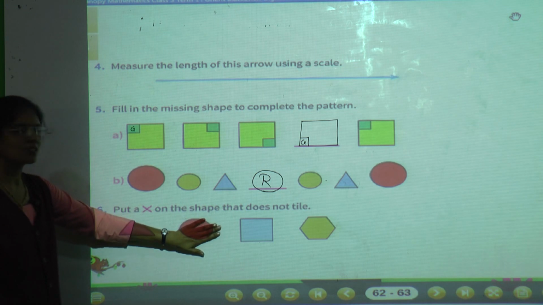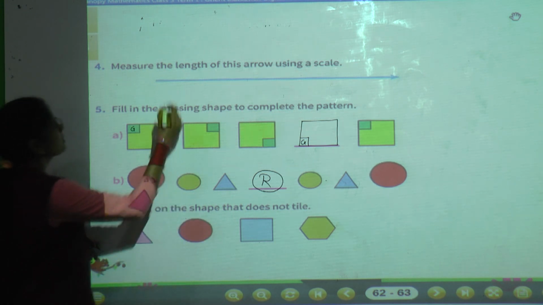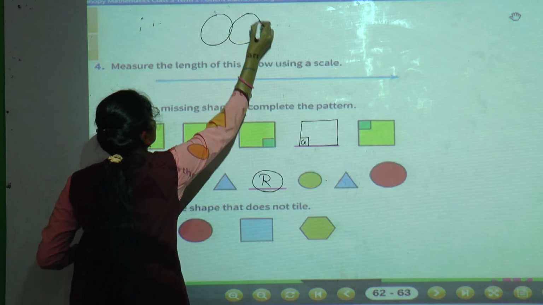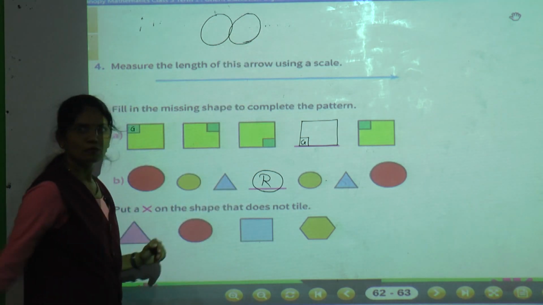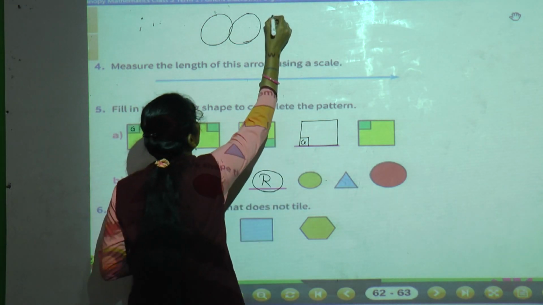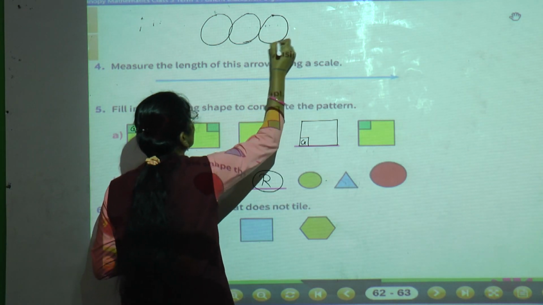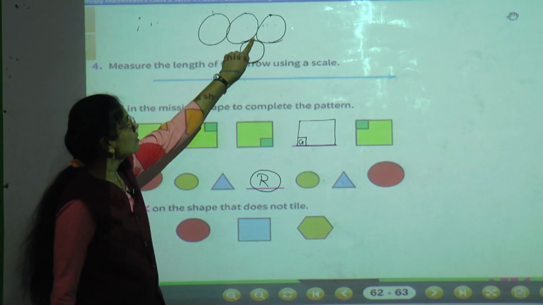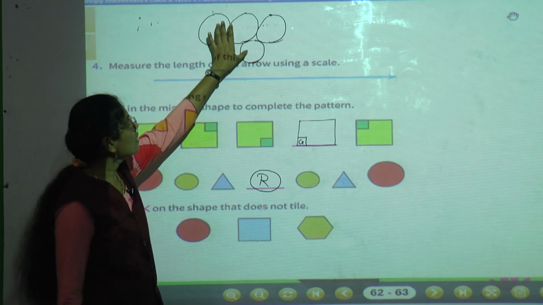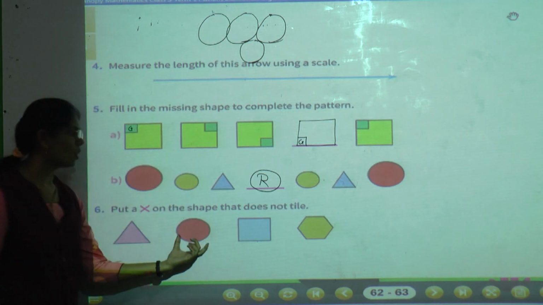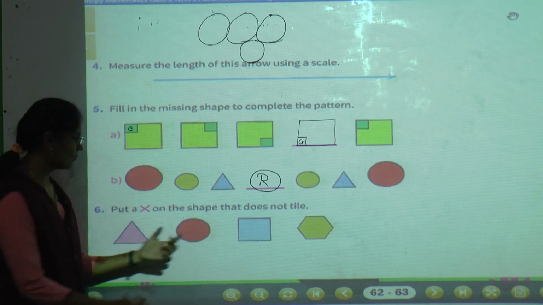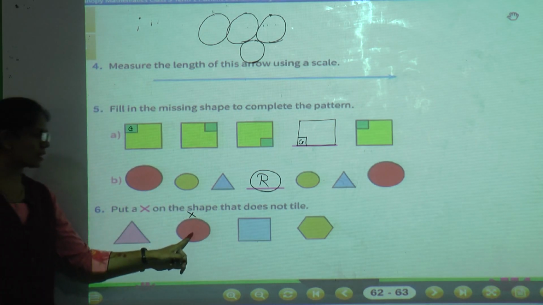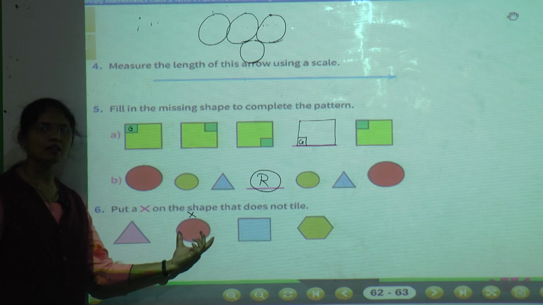Now see, this is a circle. If we put these circles together, fitted together, can we make a tiling? You see students, here a gap will come. So with the help of circle we cannot make tiling. So what is our answer? Yes, with the help of circle we cannot make tiling.